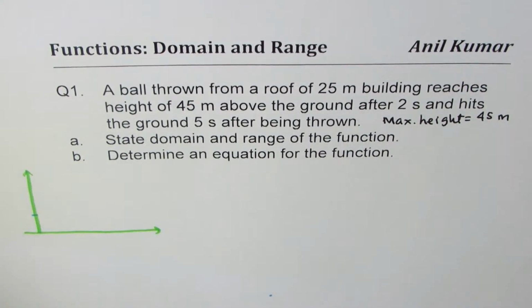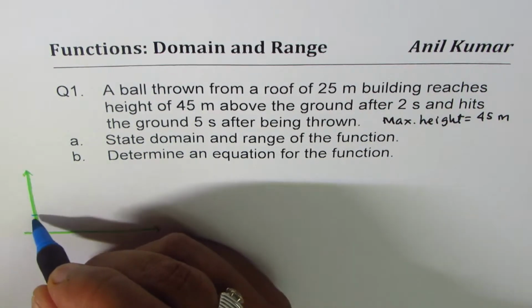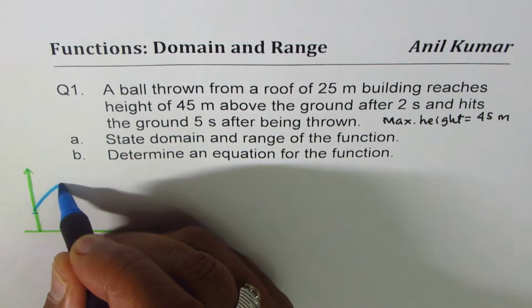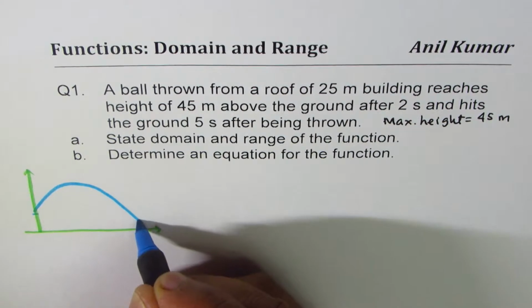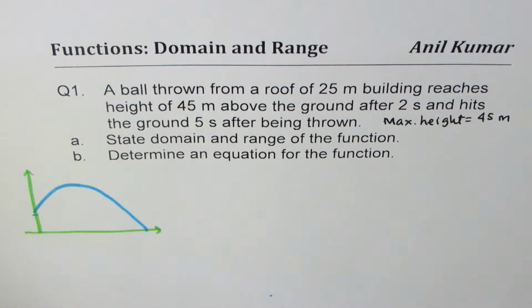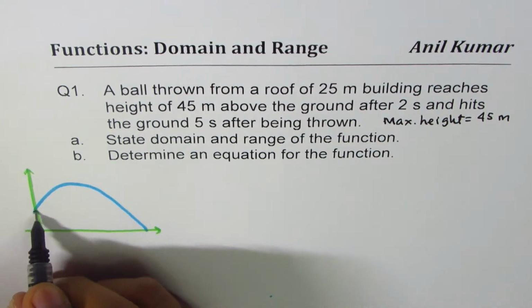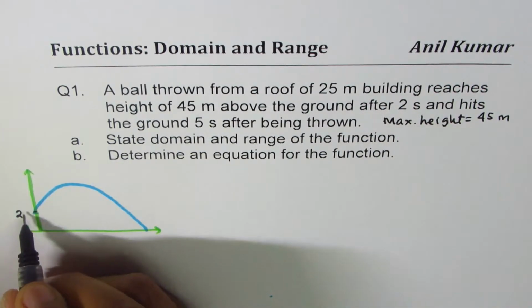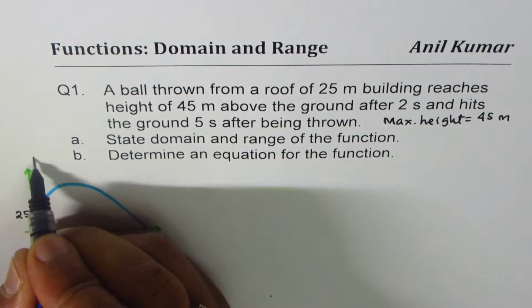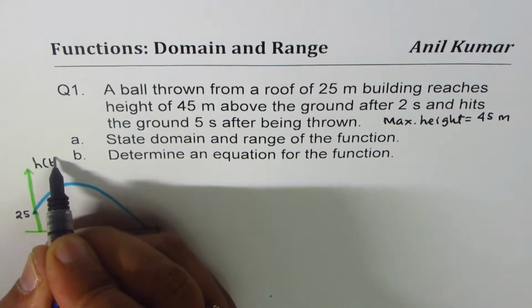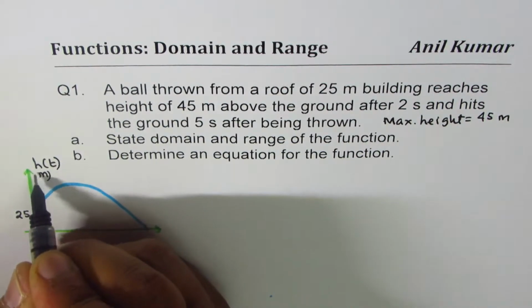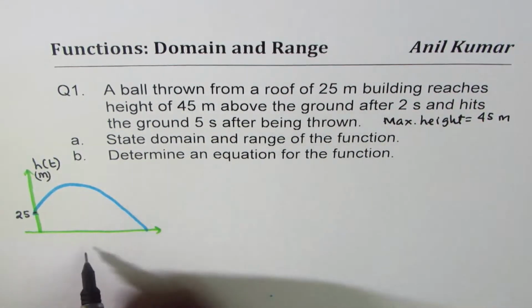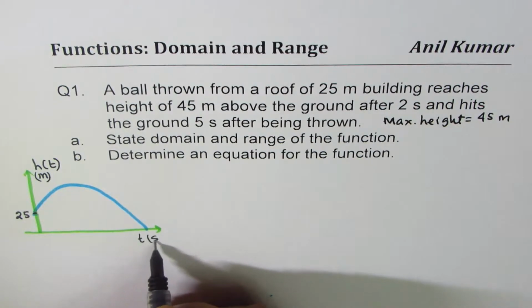So the ball is thrown and goes like this, reaches the maximum height, and then it has to fall sometime, right? Like this. That's the path, and we call this a projectile path. This point from where it is thrown is 25 meters above the ground. So this is the height of the function with time, and the units are in meters. And here we have time in seconds.